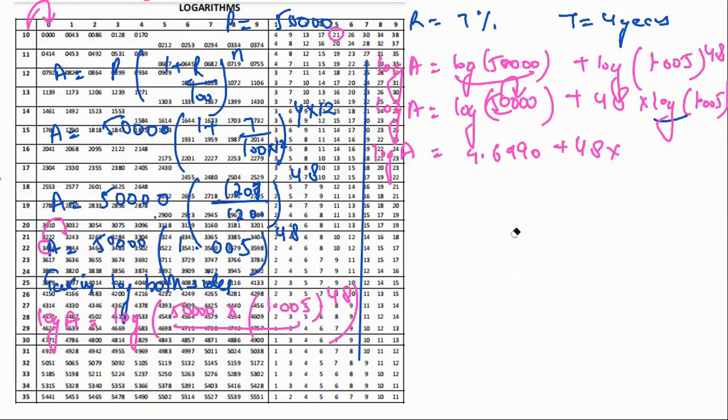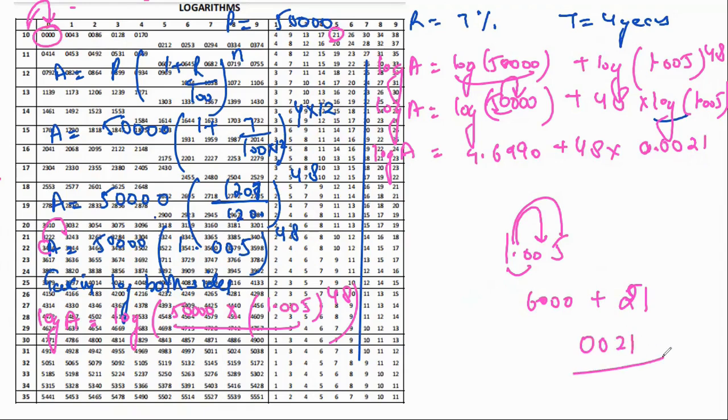So the value will become 0021. And we have 1 before the decimal, so if we subtract 1, it is 0.0021. So we see the 10th row, 0th column, which is 0000, and the mean difference for 5, which is 21. So it's 0.0021 is the value, and this is how we find out the value.